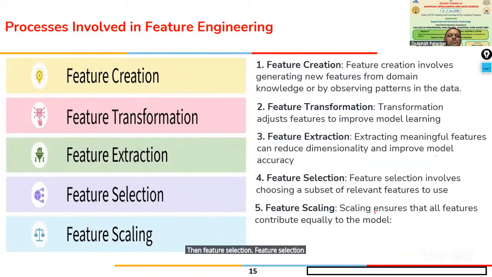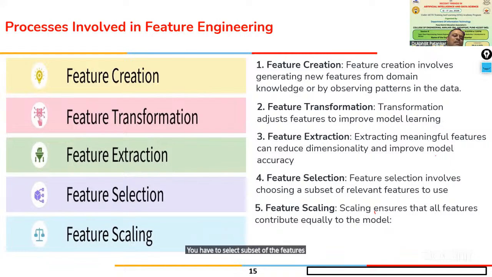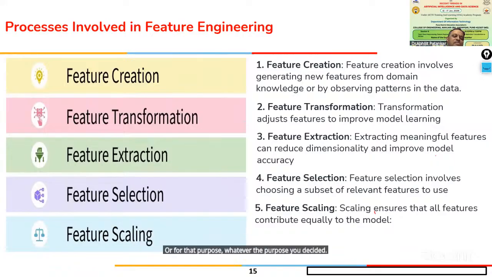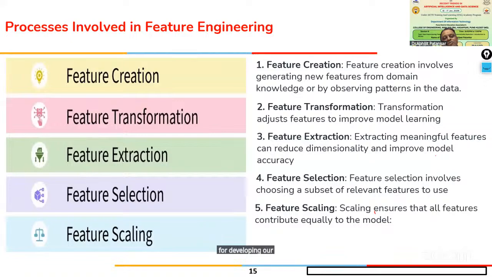Feature selection involves choosing a subset of relevant features to use. You have lots of features. You have to select the subset of features which is only required for that application or for whatever purpose you decided. And feature scaling. Scaling ensures that all features contribute equally to the model. If some features are selected but not contributing, what to do with that? So scaling of features is very important to ensure that all the selected features contribute equally to developing our model. Okay, so all these activities come under feature engineering.